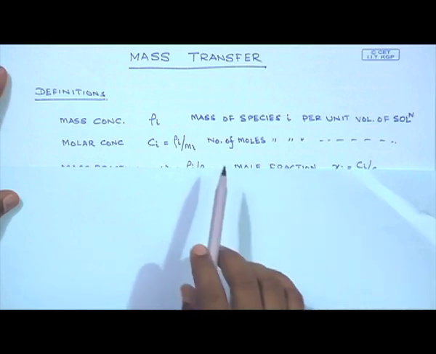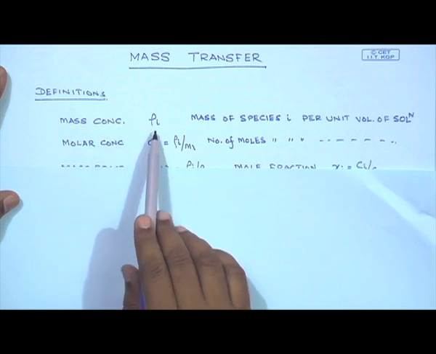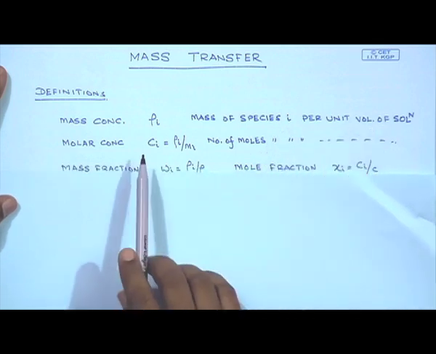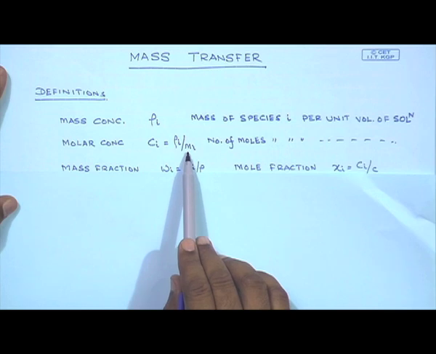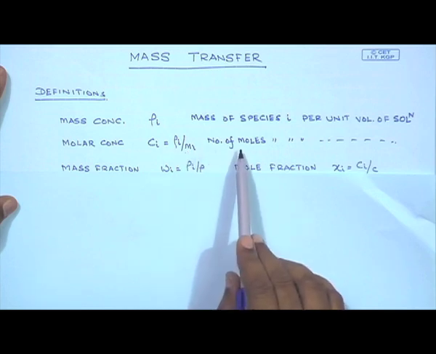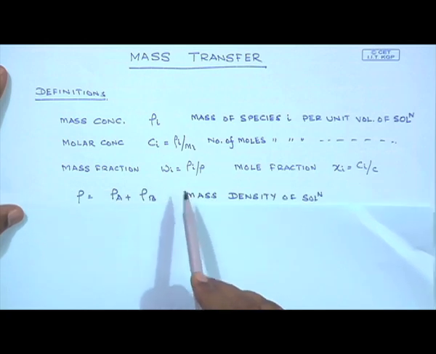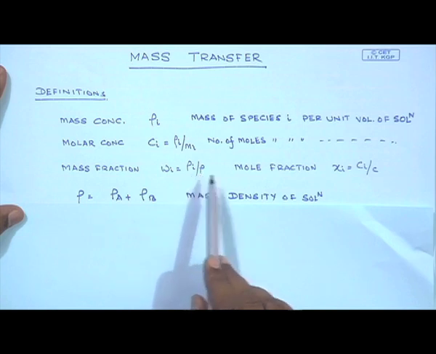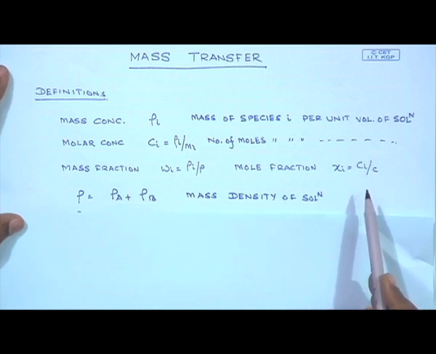Our study of mass transfer begins with some of the definitions that I am sure all of you are aware of, but I will go through them once again. The mass concentration is essentially the mass of species i per unit volume of the solution. Similarly, the molar concentration is simply rho i by Mi, where Mi is the molecular weight of component i. This is the number of moles of i per unit volume of the solution. The mass fraction is the mass concentration divided by the total concentration, and the mole fraction xi is Ci by C, the molar concentration of one species divided by the total molar concentration.